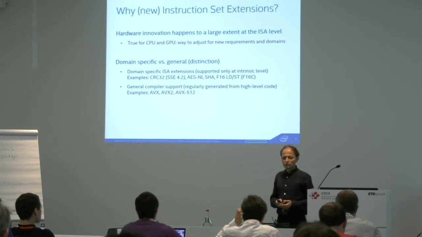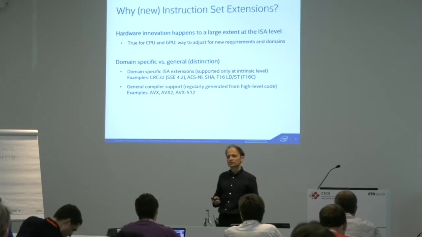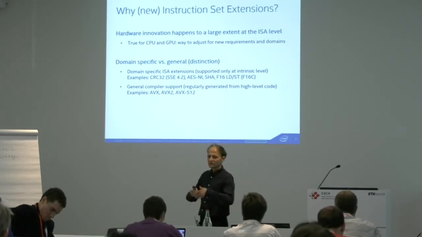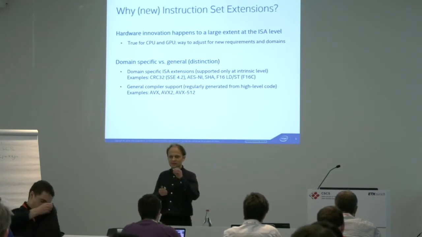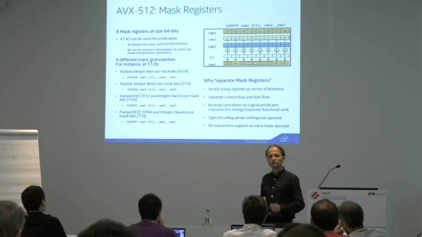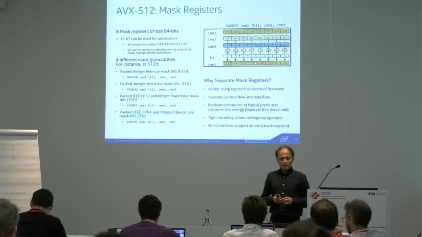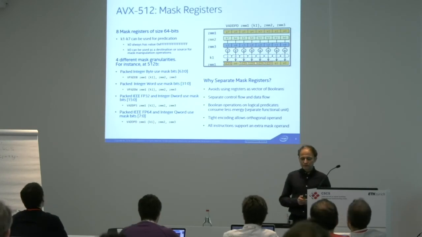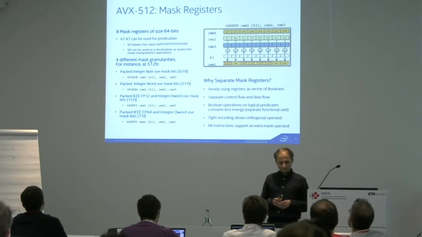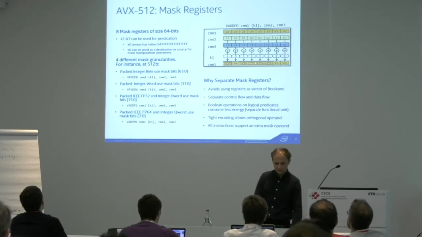And just for terminology, domain-specific versus general: AVX 512 would be a general instruction set extension that allows you to express basically anything you want, not just a specific, say, cryptographic algorithm or accelerating this or that. It allows you to write with regular GCC 5.2 and beyond. You can just work with masks as you like. And there are 4 different mask granularities that you can get, but I think this is a detail you can look up yourself.